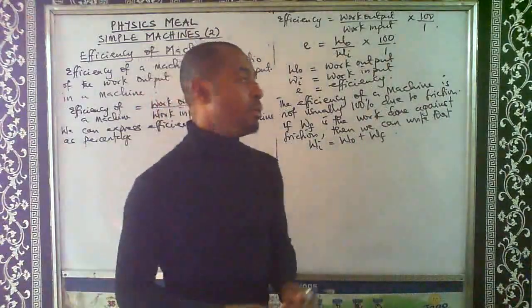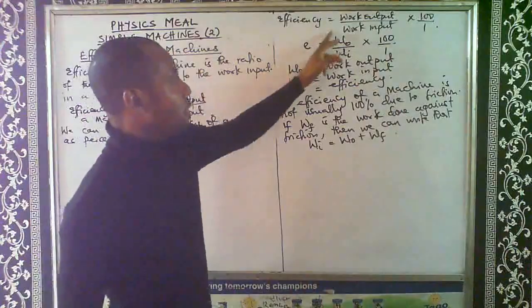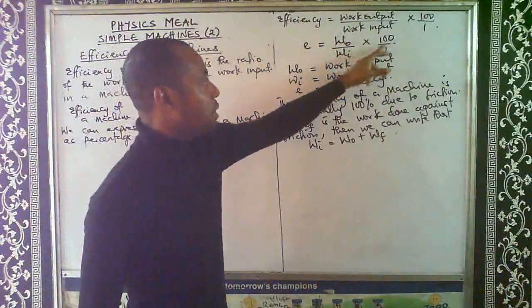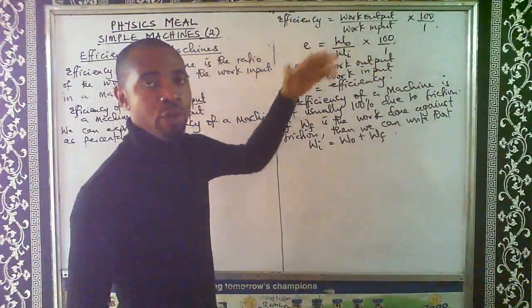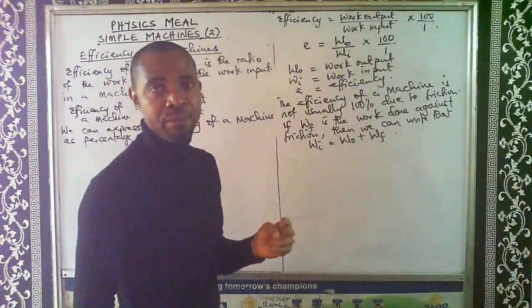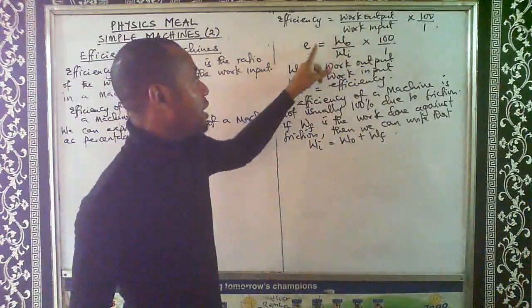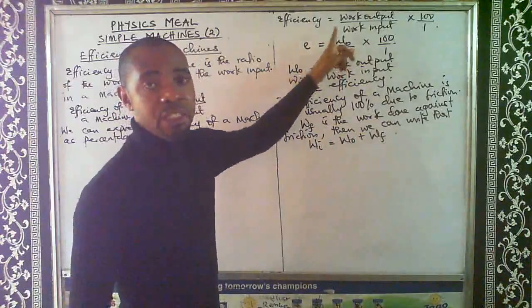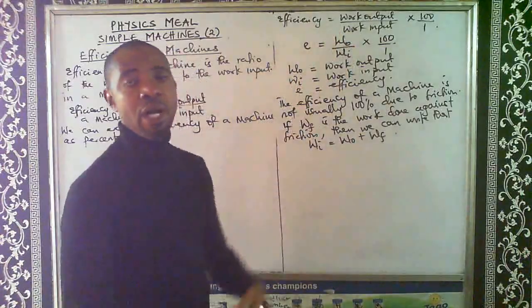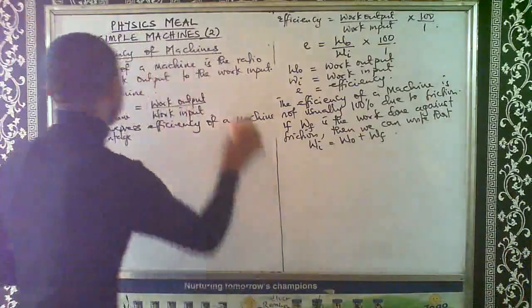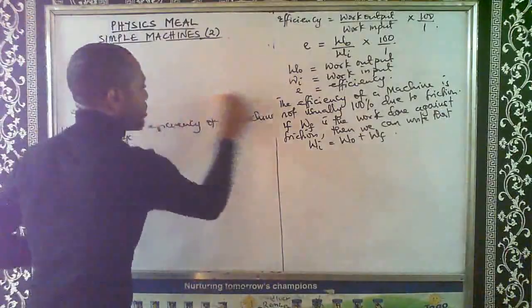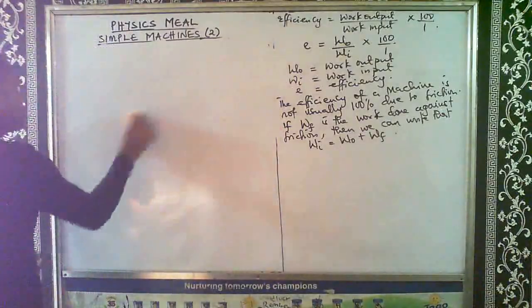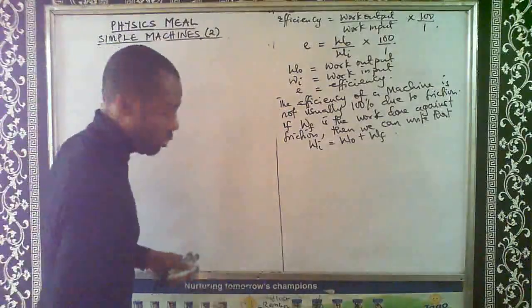All right. Now, since efficiency is work output over work input times 100, we can also express this in terms of power. We know that power is work over time. So we can also say that efficiency is power output over power input. So we can also express efficiency as the ratio of power output to power input.